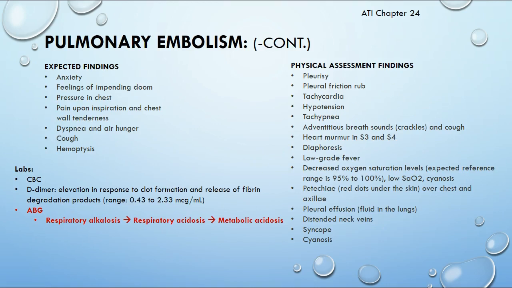Expected findings: anxiety, a feeling of impending doom, pressure on the chest, pain upon inspiration and chest wall tenderness, dyspnea and air hunger, cough, and hemoptysis. Labs, you're going to see elevation in your D-dimer because it's a response to clot formation and release of fibrin degradation product. ABGs, patients will start off in respiratory alkalosis and can progress to metabolic acidosis.